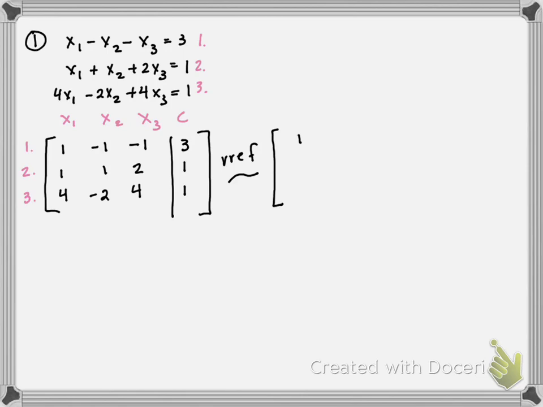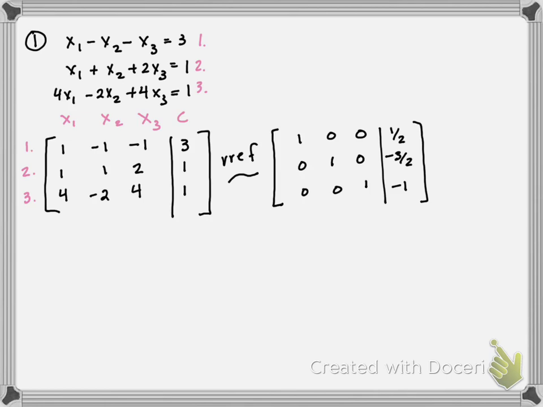The following calculation will be given to us. The first row will be 1, 0, 0, 1 half. The second row will be 0, 1, 0, negative 3 halves. And the third row is 0, 0, 1, negative 1. So what we see here is that this is actually a system with three variables that has a unique solution.